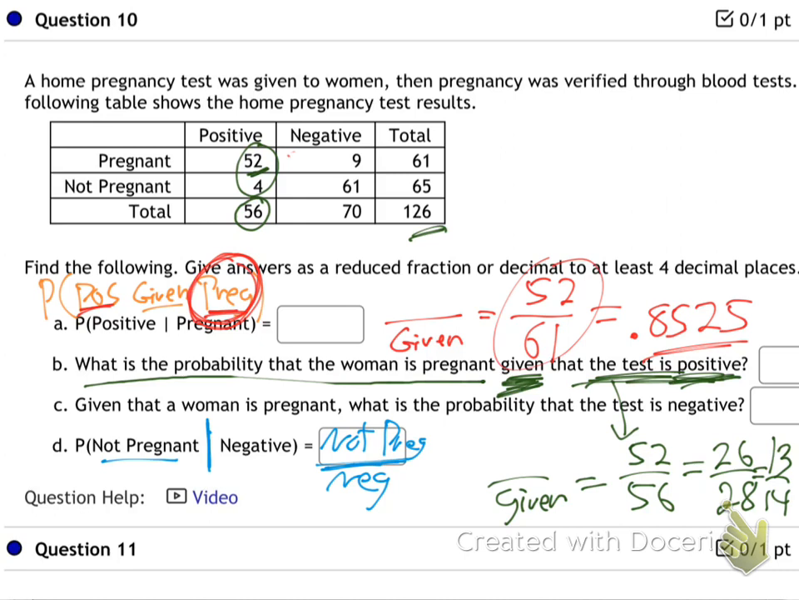So we're talking about the people then that tested negative. The given is the denominator. We're given that they tested negative. How many people tested negative? Yeah, 70 people total. The 9 and the 61 all tested negative. And how many of those were not pregnant? 61 out of 70. You can leave it that way, or you can get a decimal. Now, the fraction won't reduce. Nothing goes into 61 and 70. Is that good? Getting the hang of the given?